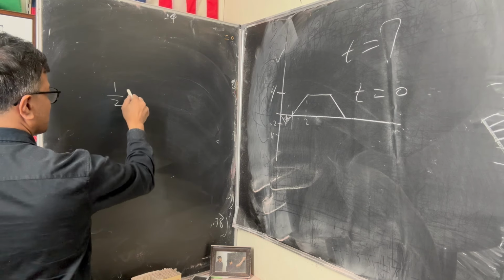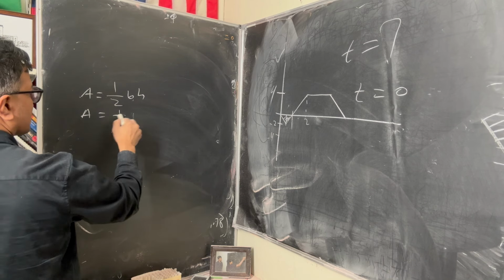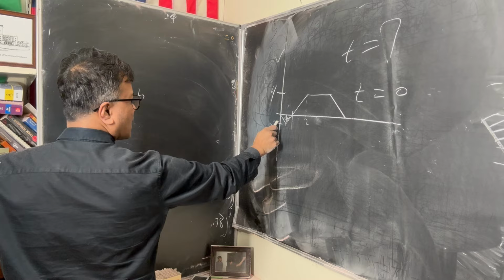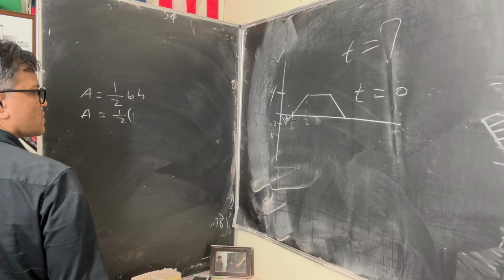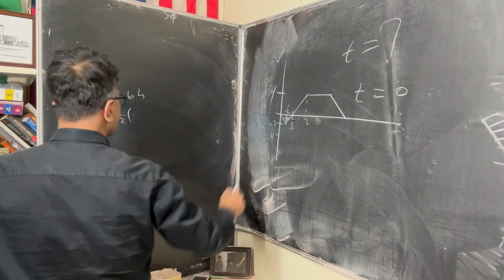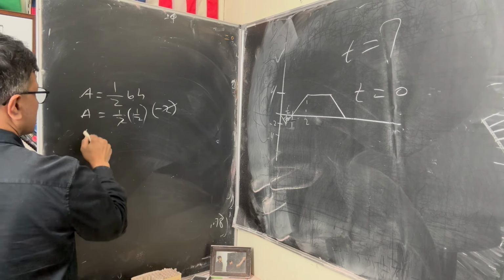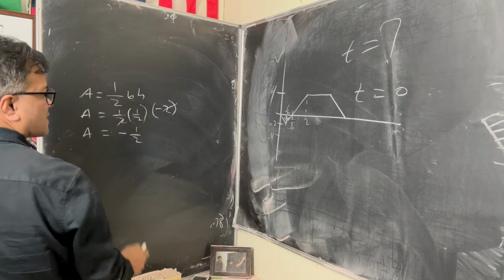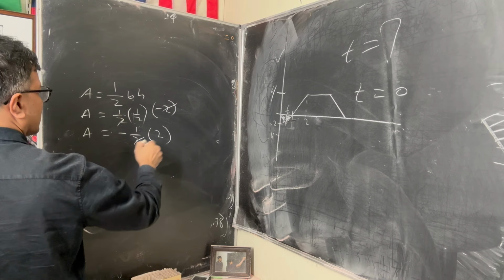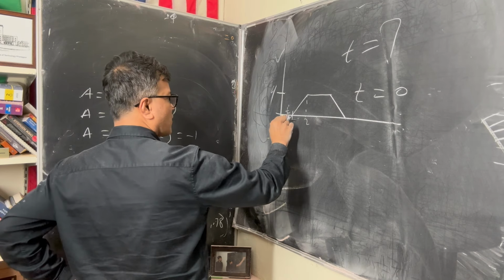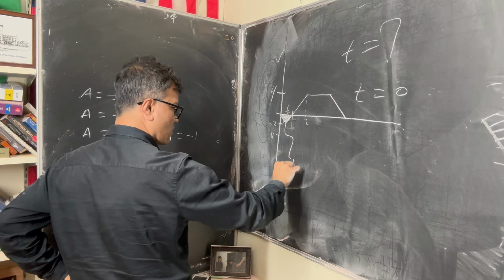So this is half BH. So area is half BH. So area is half. B is, this is 1 and this is 2, so this must be half. And H must be negative 2. The 2 cancels. So area is negative half. So if this is negative half and this is negative half, we multiply by 2. So area is negative 1. So this area all together is negative 1 meter.